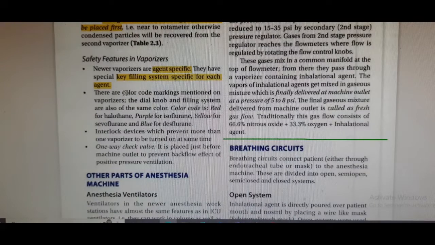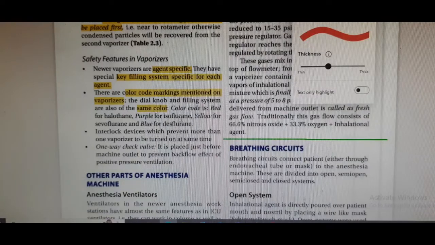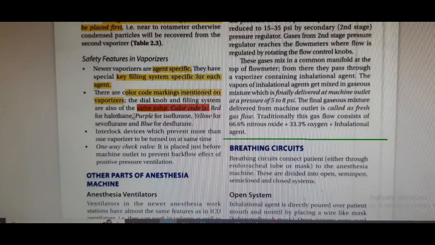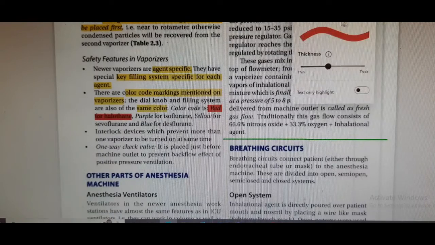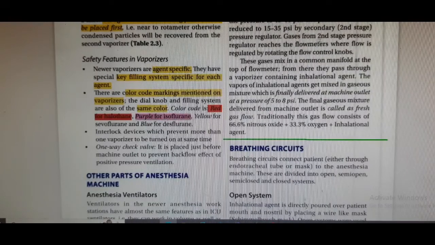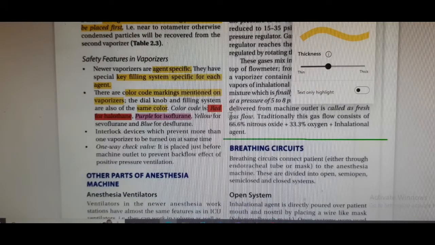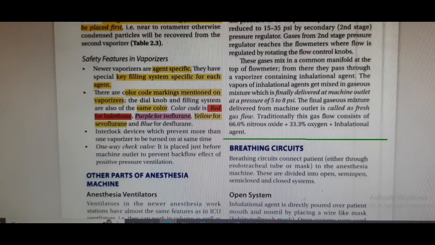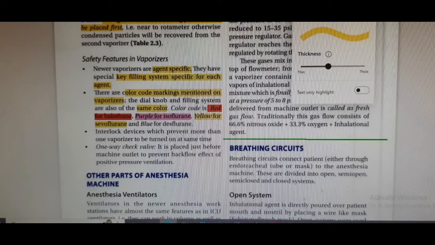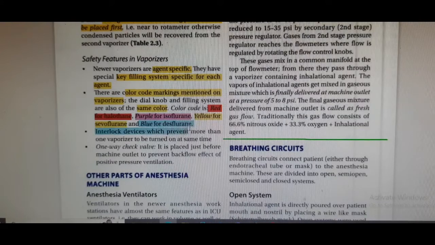Then there are color code markings mentioned on the vaporizers. The dial knob and the filling system are also of the same color. So the color codes are red for halothane. I'm putting pink instead of purple over there. Purple for isoflurane, then yellow for sevoflurane, and blue for desflurane. So these are the different color codings that are given for the anesthetic inhalational agents.